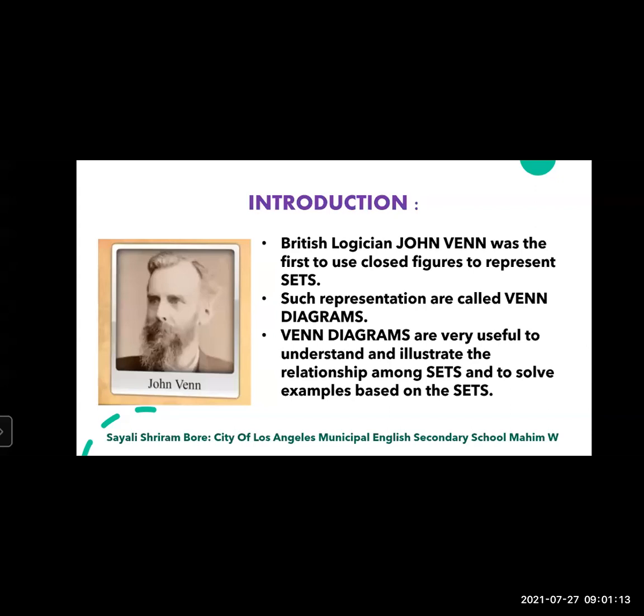It is really helpful for finding the relationship among the sets. And this Venn diagram, we are going to use further in each and every topic that we will be studying. So understand this Venn diagram, how to draw it and how to write the elements in it, very carefully.